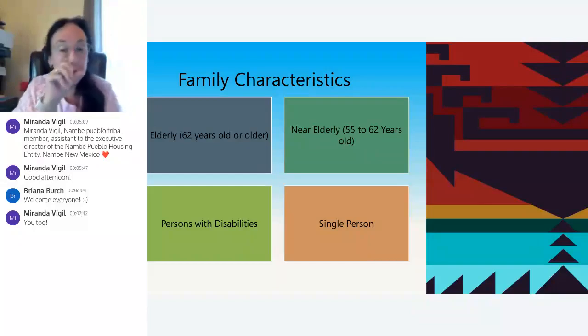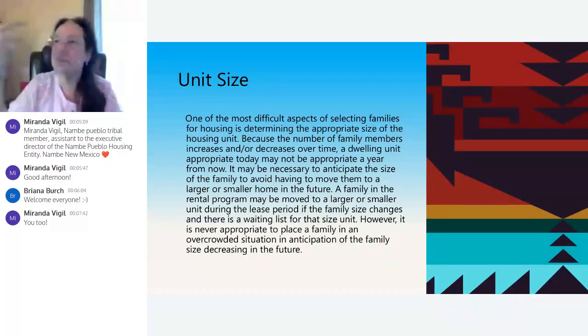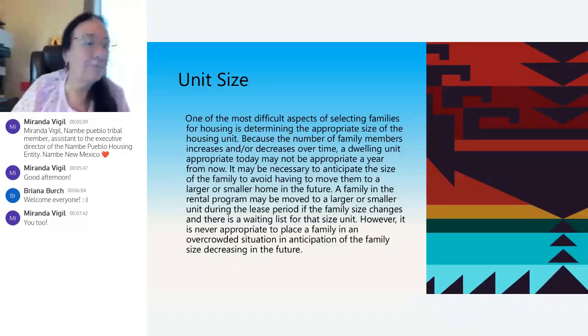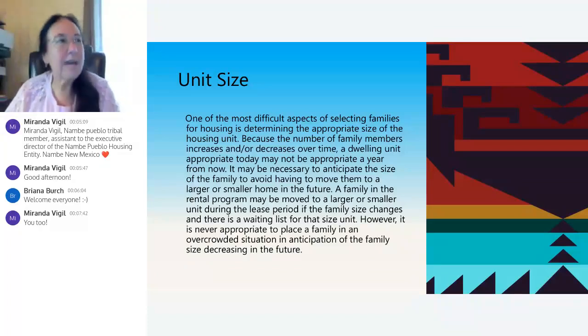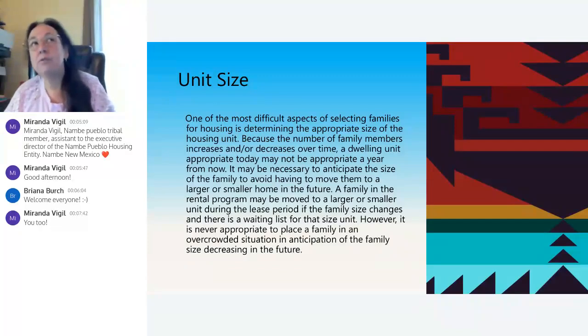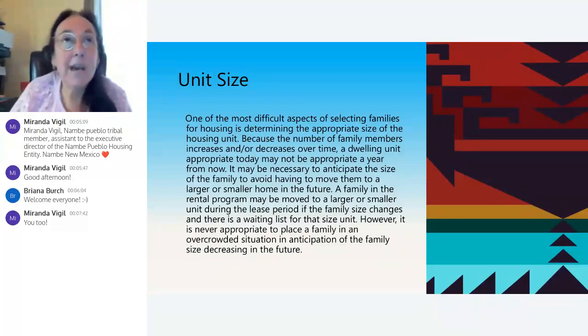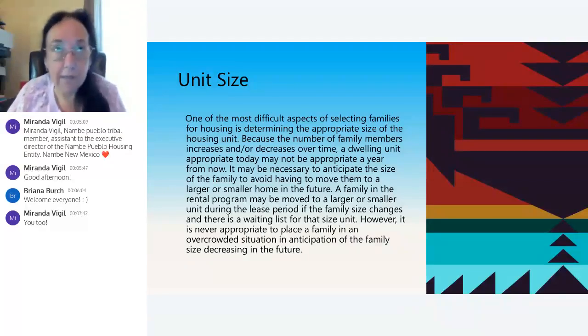Are they a person with disabilities? Are they a single person? We have lots of different family compositions. So one of the most difficult aspects we have in selecting families for housing is where are we going to put them? What size house are we going to give them? Are they young and still enlarging their family? Are they pretty much done having their family and they're starting to be college age and moving out on them? So what size unit do I give them?